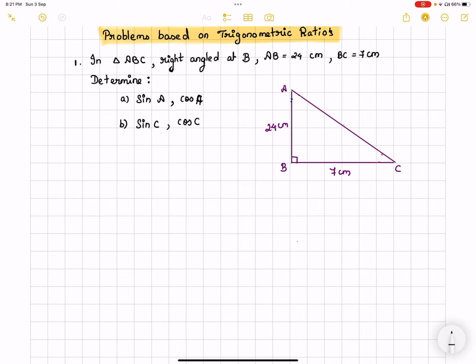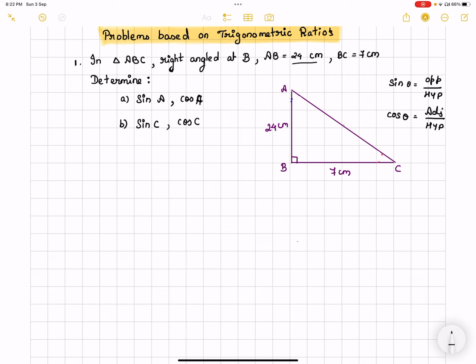We know very well our formulas: sine theta is opposite by hypotenuse, and cos theta is adjacent divided by hypotenuse. So in order to find sine, we need opposite and hypotenuse, and for cos, I need adjacent and hypotenuse. Now let me have a check with my diagram what values I have, I mean, which side I have.